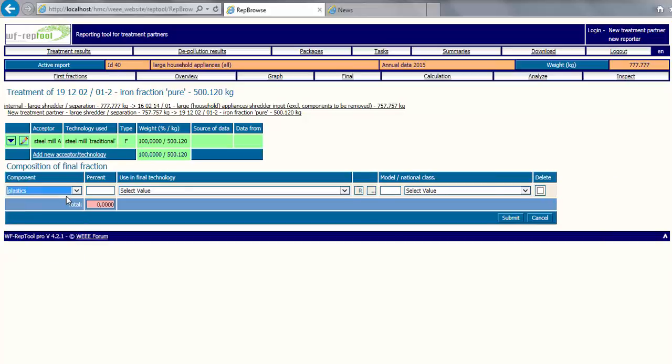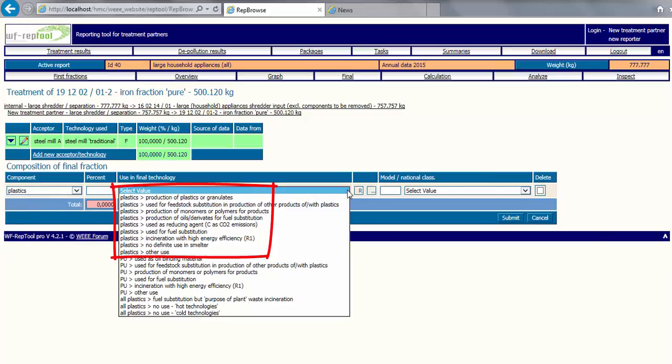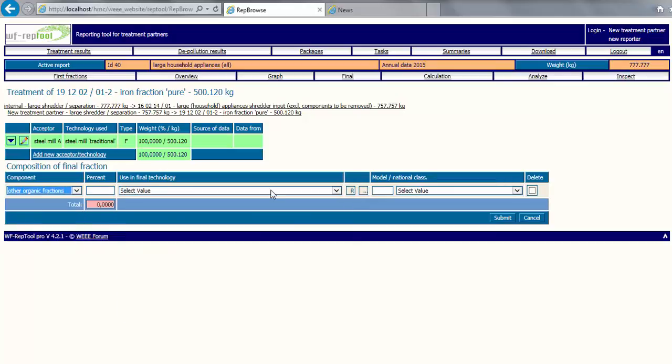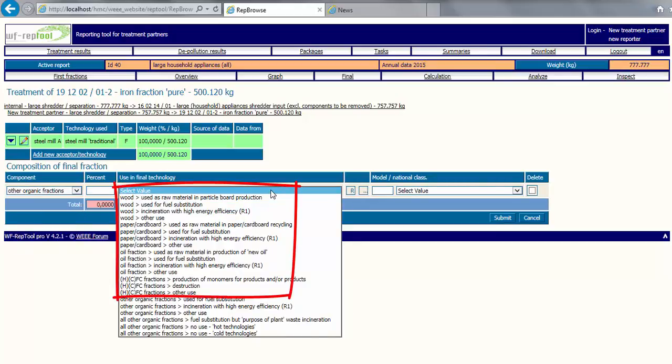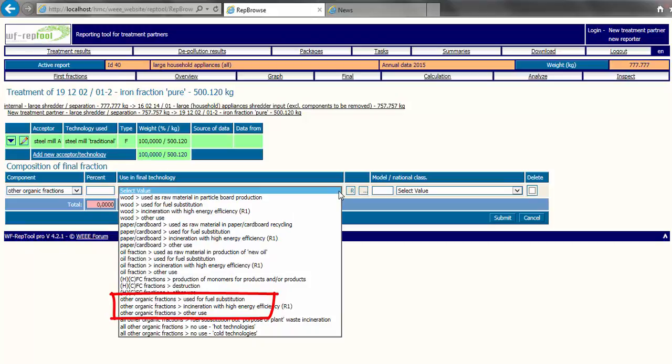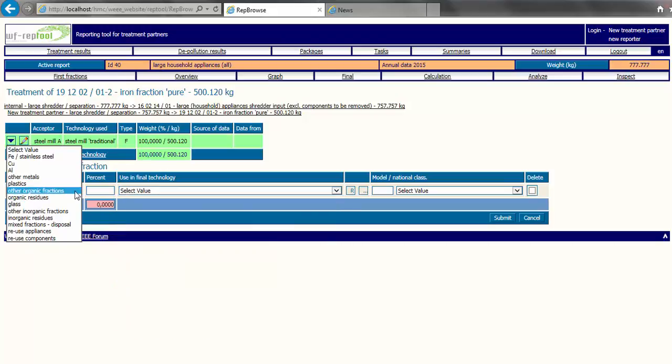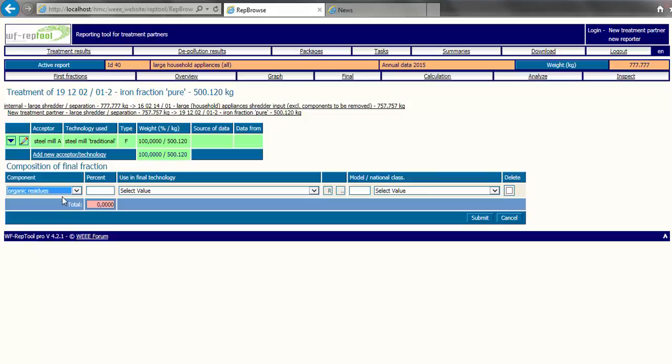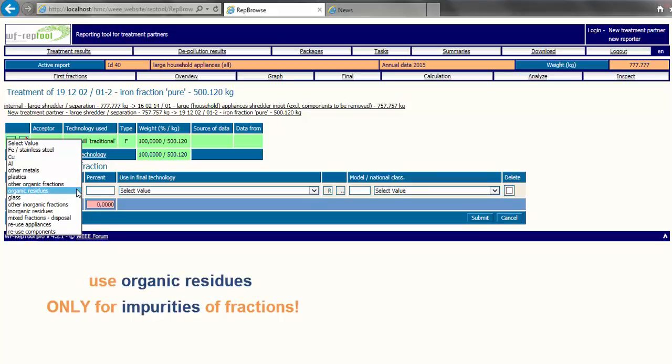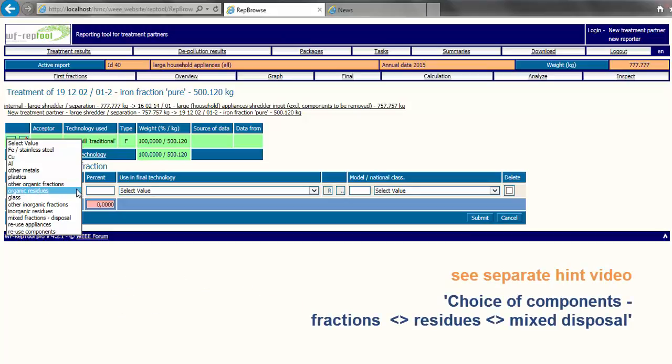Organic fractions we distinguish to plastics. Here we see mainly hard plastics and pure foam plastics from cooling and freezing appliances. Other organic fractions we distinguish: wood, paper, cardboard, oil fraction and CFC fractions. For other organic fractions, you may use other organic fractions. The next option is organic residues. Please use the component of organic residues only for impurities of other fractions. Please have a look at the separate video on how to distinguish fractions, residues and mixed disposal.